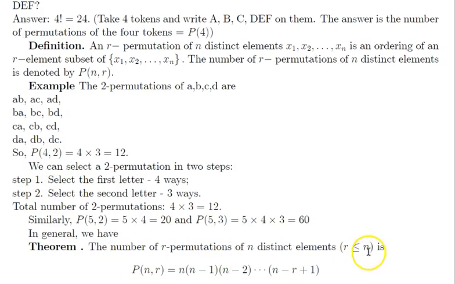If n is a positive integer and r is a positive integer less than or equal to n, then P(n,r) is n times n minus 1 times n minus 2, and so on, times n minus r plus 1. Here we have a product of r consecutive decreasing integers starting from n.